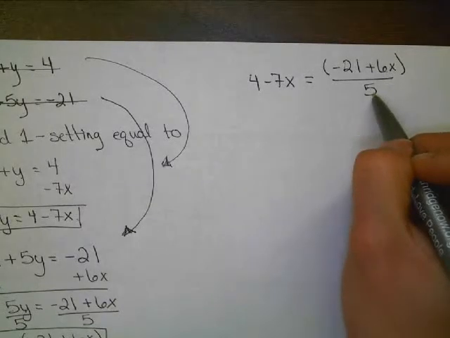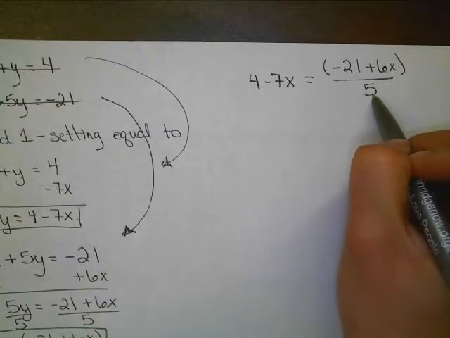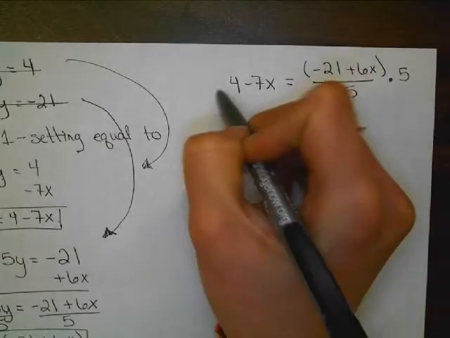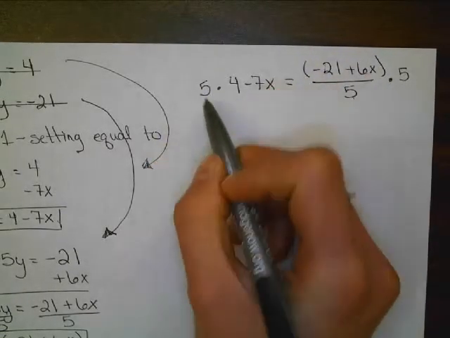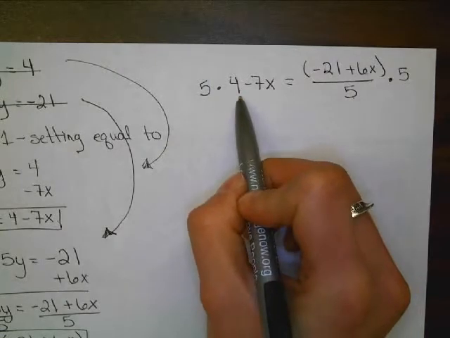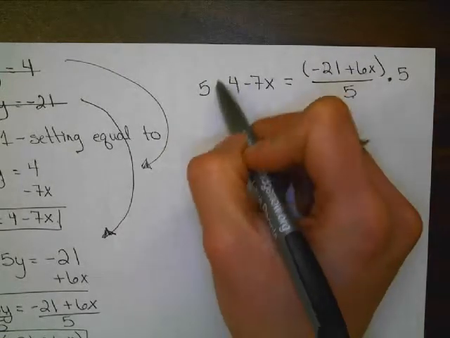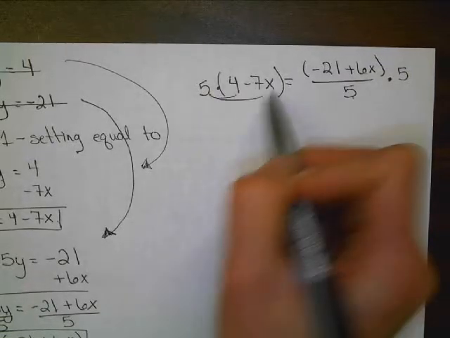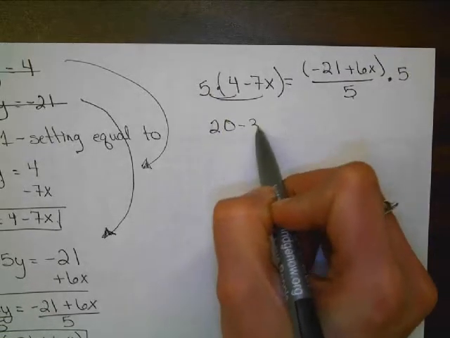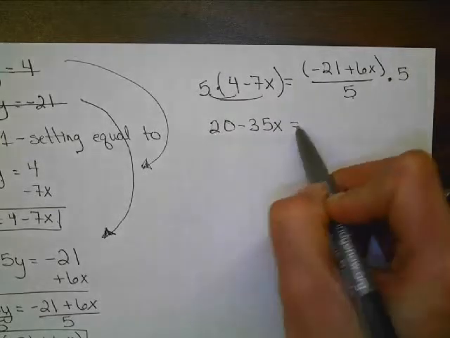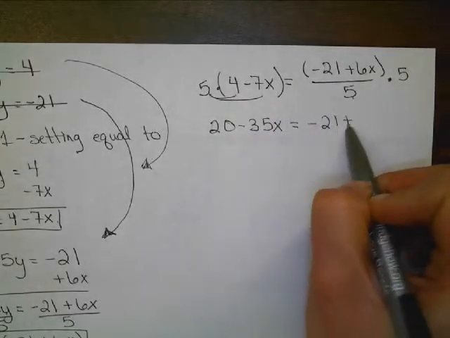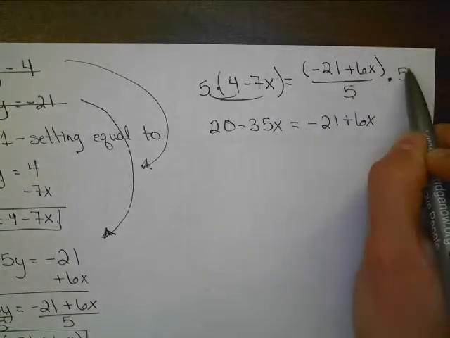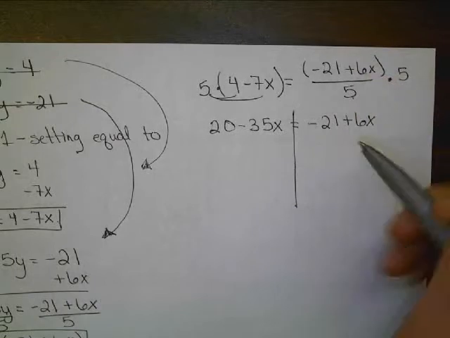Now this fraction here, I have this 5 on the bottom, which is division, so to undo that, the inverse is multiplication. So I'm going to multiply both sides by 5. Now you have to be careful because when you multiply this side by 5, you have to make sure that you distribute because this is a binomial. So that's going to give me 20 minus 35x equals negative 21 plus 6x because this 5 over here is now gone. Now I just solve for x.